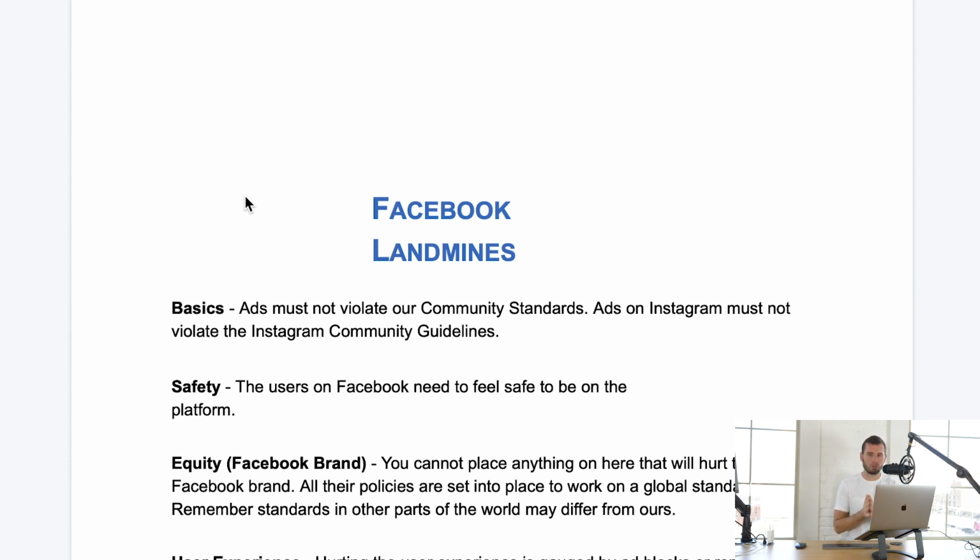So the best resource for you guys is going to Facebook terms and conditions and reading those terms and conditions. There's also a Facebook blueprint. You should read that as well. That's a hefty document. The terms and conditions, though, are very, very light, actually.